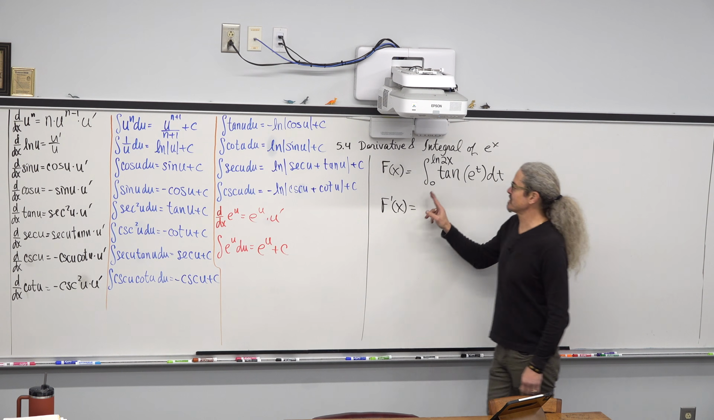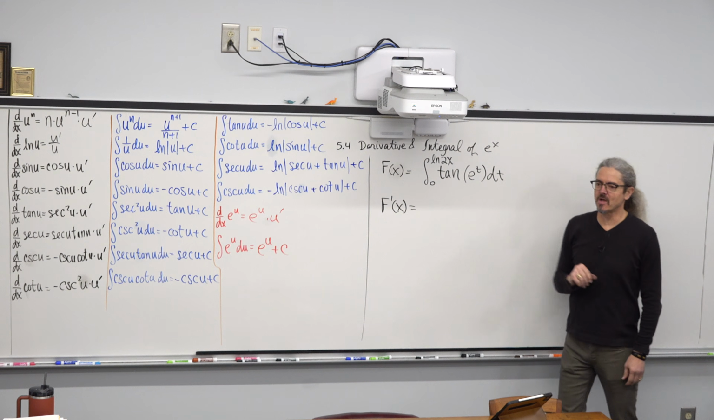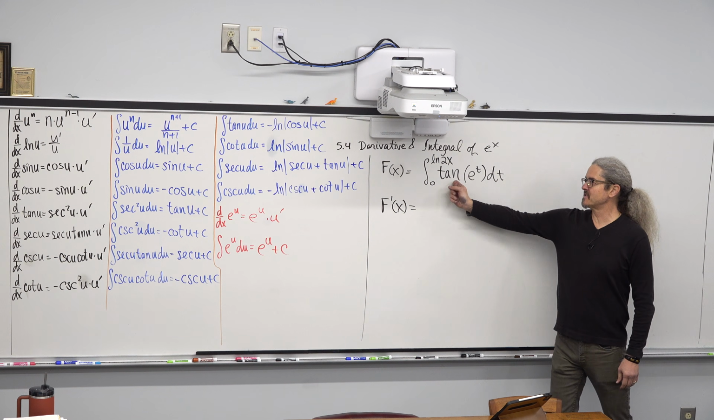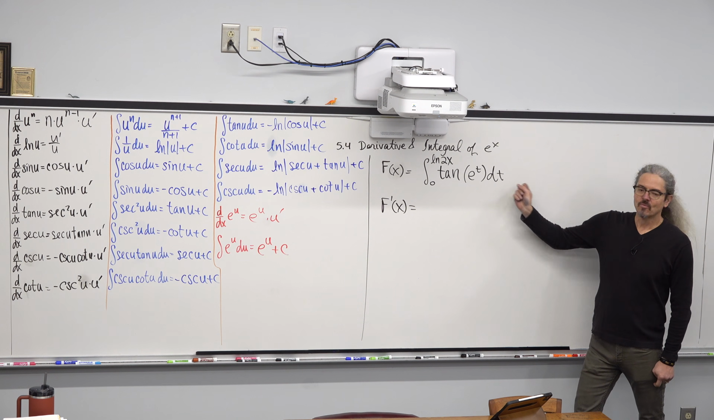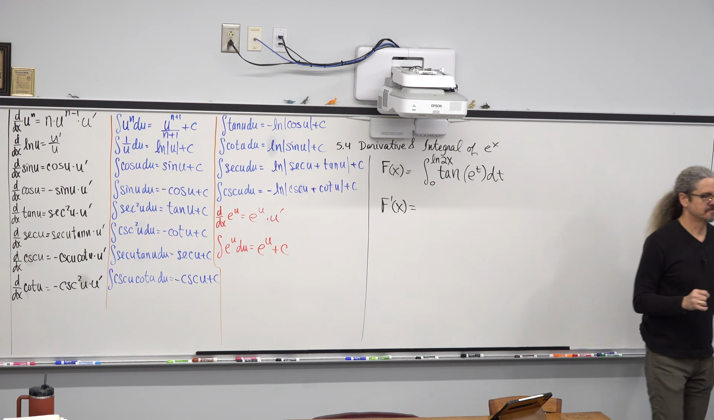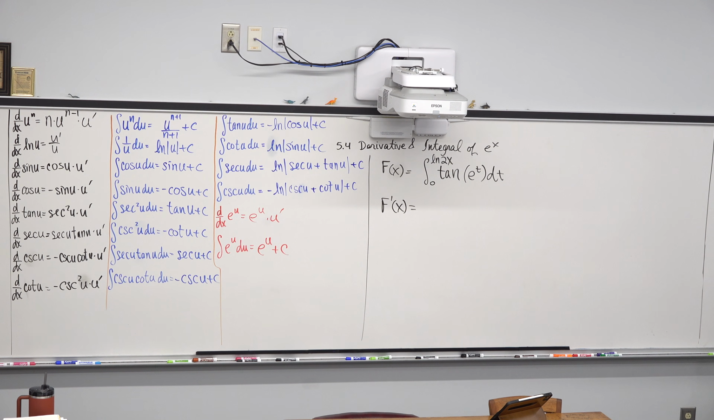f of x is equal to the definite integral from 0 to the natural log of 2x of the tangent of e to the t dt. What's f prime? Do you remember how to take a derivative of a definite integral? It's got a nice little name.